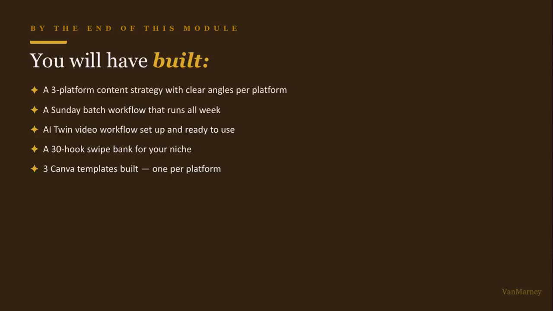By the end of this module, you will have built the key pieces of your content system. That includes a 3-platform content strategy with a clear role for each platform, a Sunday batch workflow that supports your week, an AI twin video workflow that is set up and ready to use, a 30-hook swipe bank for your niche, and 3 Canva templates built specifically for your platforms. The goal is to leave this module with a real system in place, not just content ideas, but a process you can repeat.